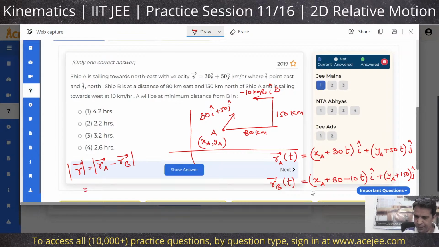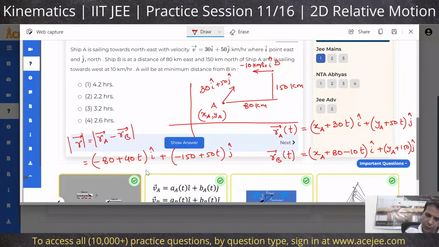So what will this be? It will be RA minus RB. So what do we get? The XA will cancel out. We will get minus 80 plus 40t i cap, plus YA plus 50t minus YA minus 150. So YA cancels out. So we get minus 150 plus 50t j cap.